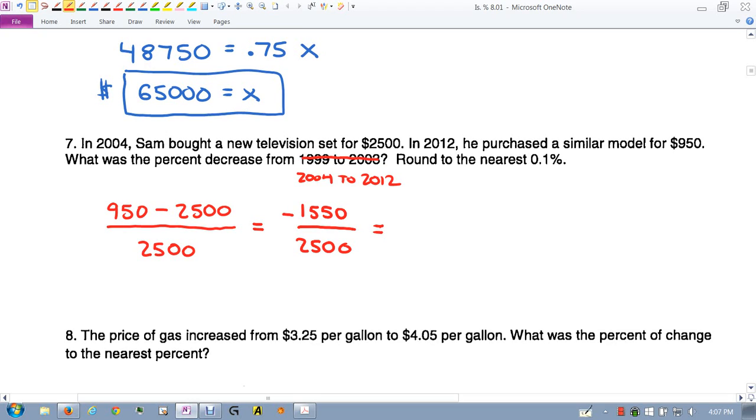So we're going to get a decimal here. It's going to be negative. I'm getting negative 0.62, which is a 62% decrease in price. Why is it decrease and not increase? Because it was negative. I do 0.62 converting over to a percentage, 62%. So basically we're paying 62% less now than we used to for the same TV because technology is better, things are getting cheaper.